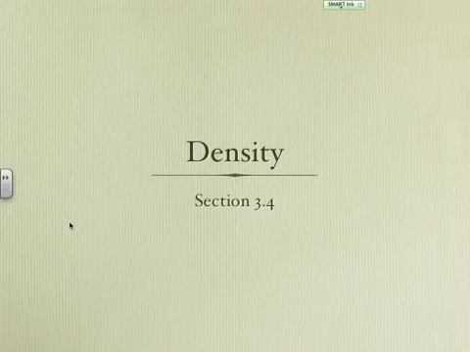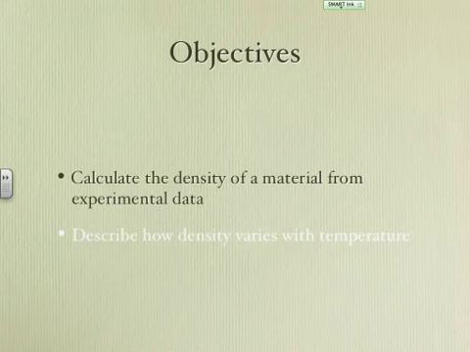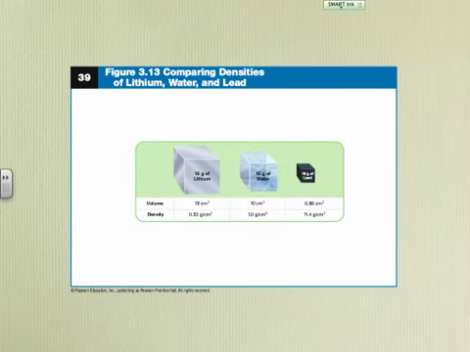Section 3.4, density. Here's the objectives. Calculate the density of a material from experimental data and be able to describe how density varies with temperature. So those two things, make sure you understand that part of it when we get out of here.